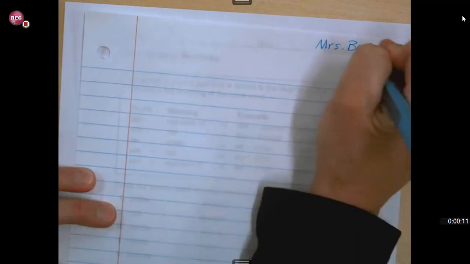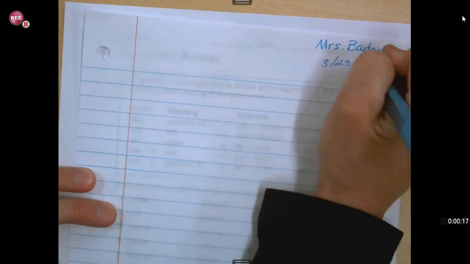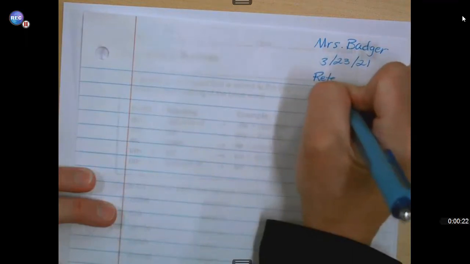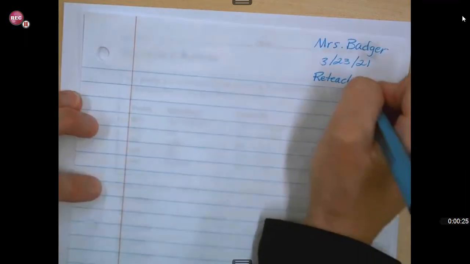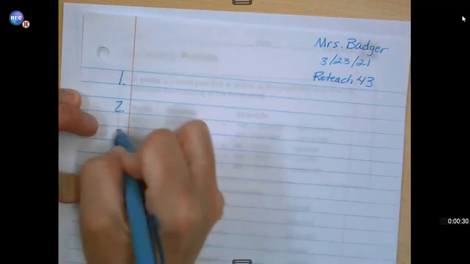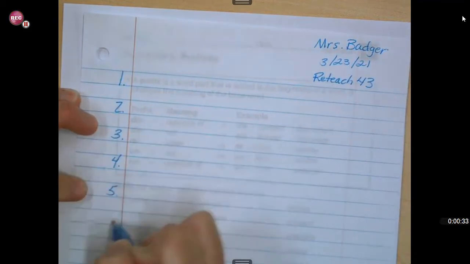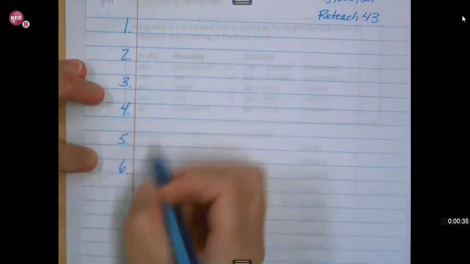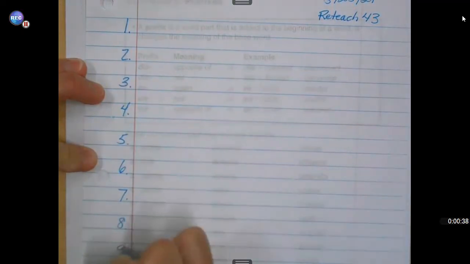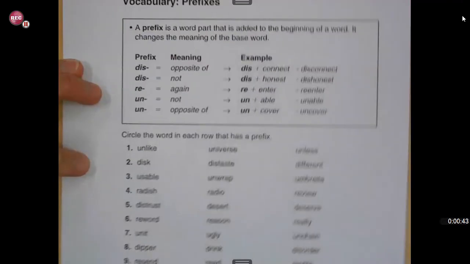So you should have a lined piece of paper with your name at the top. Today's date is March 23rd, 2021. And then I asked you to write for your page number, reteach 43. So what you are doing is numbering your paper 1 through 10, because you're going to open up this assignment from Schoology if you haven't already, and write your answers on a blank piece of paper. Unless you have a printer, in which case you can print this one out.